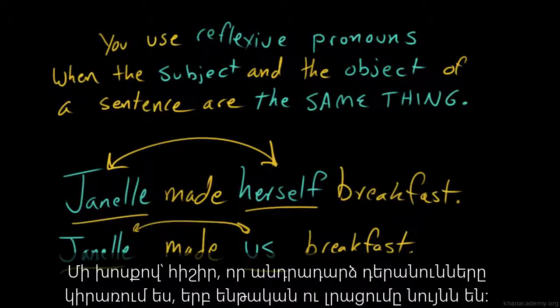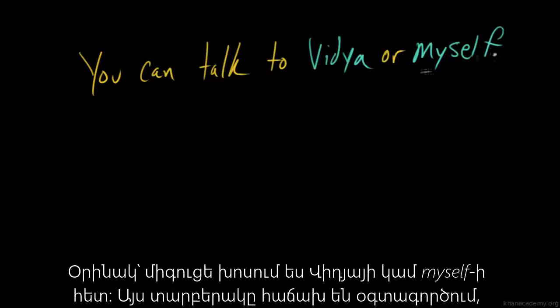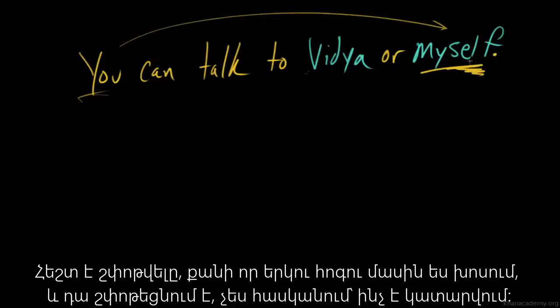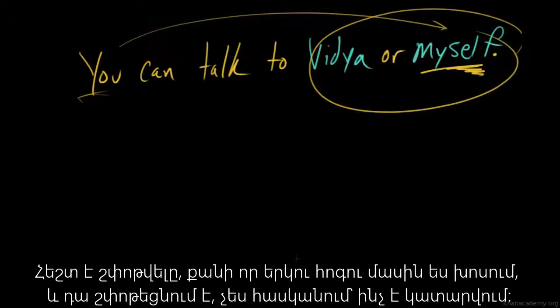So remember, you use reflexive pronouns when the subject and the object of a sentence are the same thing. It's really easy to get tripped up this way, especially if there's a compound object in the sentence. For example, you can talk to Vidya or myself. I see this all the time. And in standard American English, this is not correct because you is not the same thing as me. And it's easy to get confused because you're talking about two people here in this object, and that's a little befuddling. It kind of throws you off.